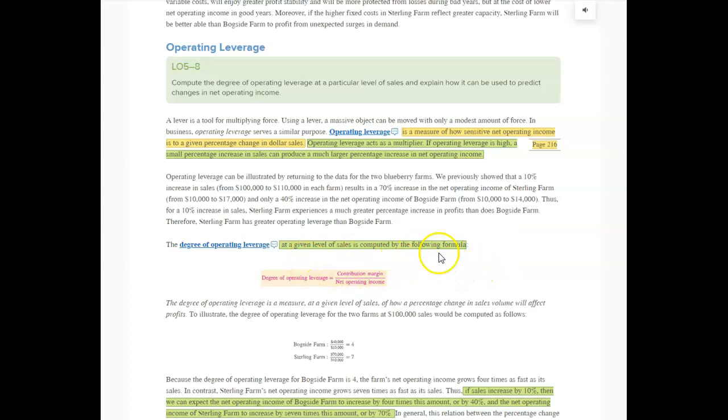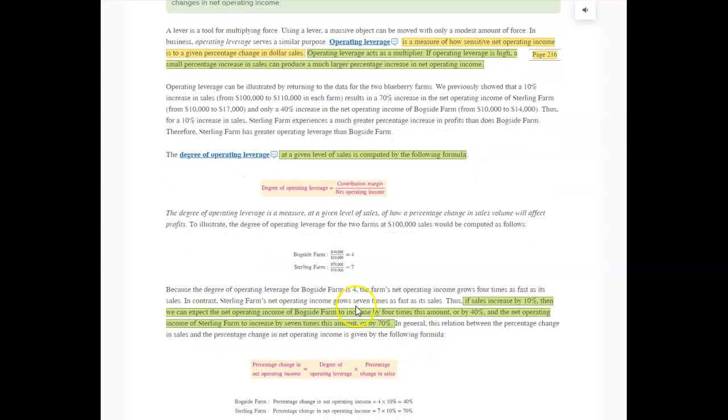So at a given level of sales, here's the formula. We divide contribution margin by net operating income. That gives us a degree of operating leverage. This is not a percent, it's a number. The number here for Bogside is 4. If you can see these tiny numbers, it's contribution margin $40,000 divided by $10,000 in income. For Sterling Farm, $70,000 contribution margin divided by $10,000 in income. And so we have 4 for Bogside and 7 for Sterling. That's the degree of operating leverage. So this is not a percent, it's a number. It could be 4, it could be 4.2 or whatever.